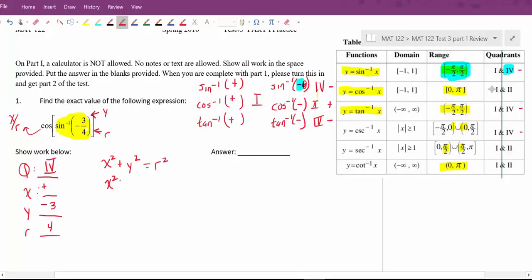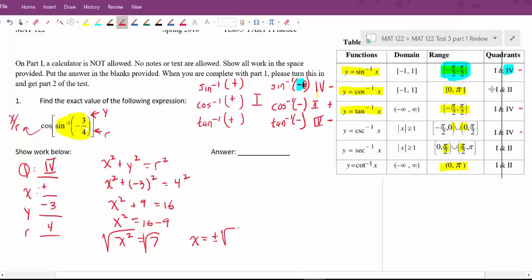So we say x squared plus negative 3 squared is equal to 4 squared. So that's x squared plus 9 equals 16. That's x squared equals 16 minus 9. That's x squared equals 7, square root both sides. And then technically you have plus or minus square root of 7, but since we're in quadrant 4, that's going to be a positive square root of 7. So this type of problem, ultimately it boils down to just figuring out what x, y, and r are.